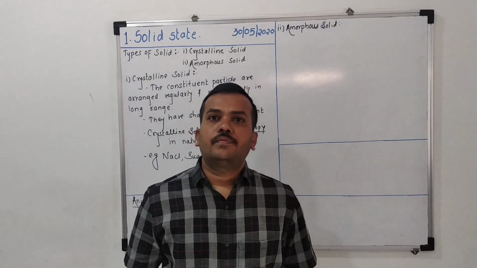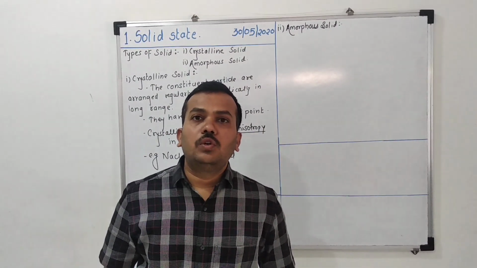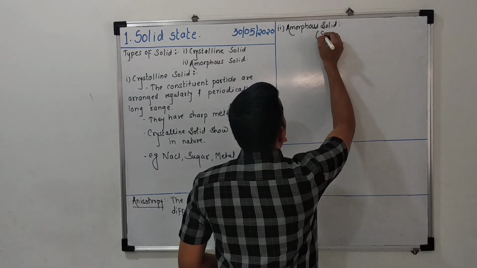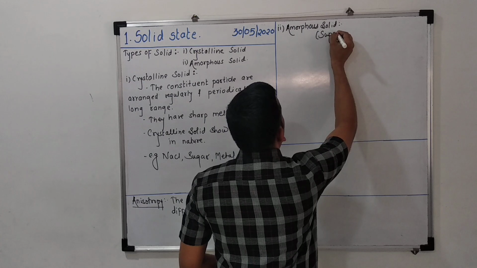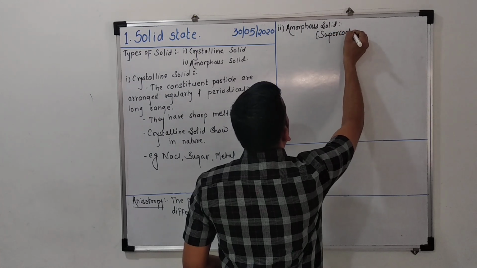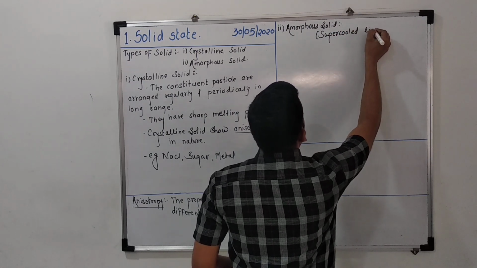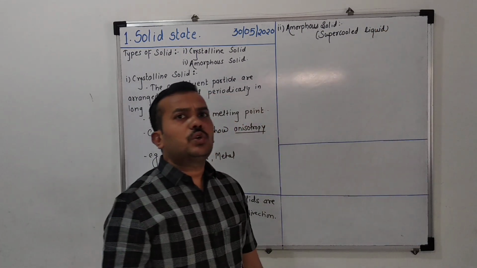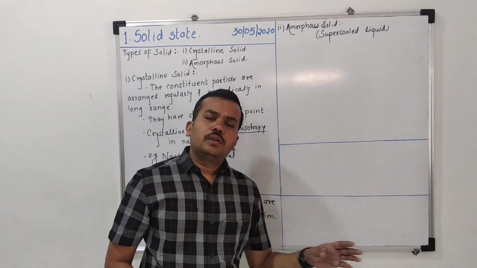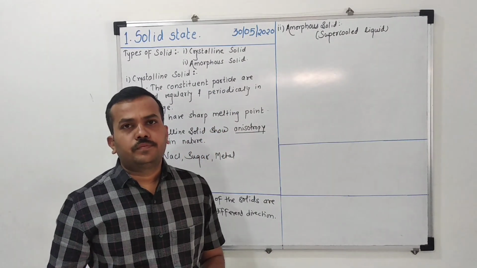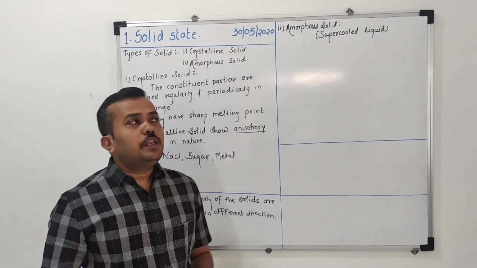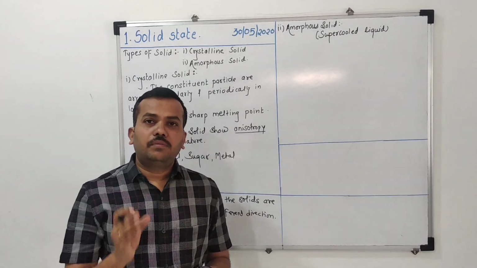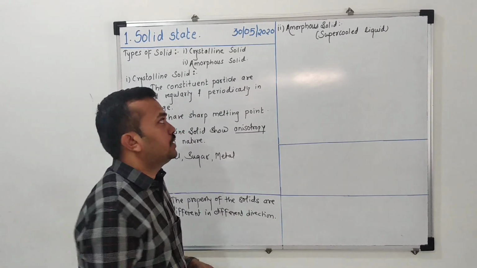Amorphous solids are supercooled liquids. इसे ही क्या बोलते हैं? सुपरकूल लिक्विड, या तो इसे सुडो सॉलिड भी बोलते हैं. In which the constituent particles are arranged randomly but in the short range.